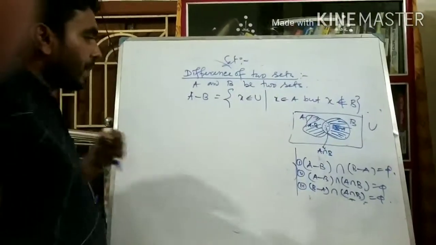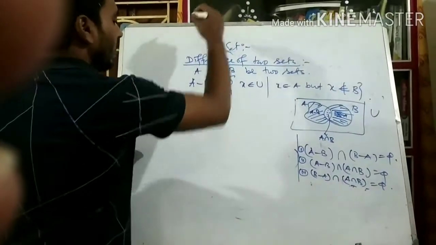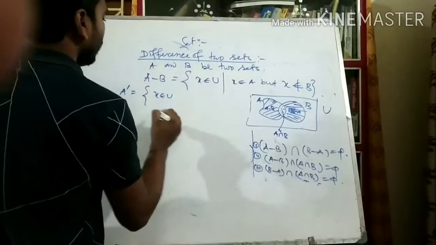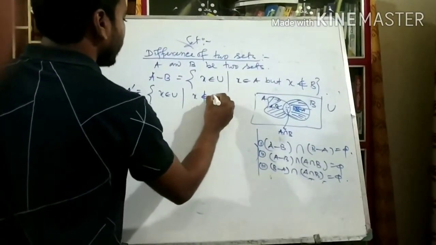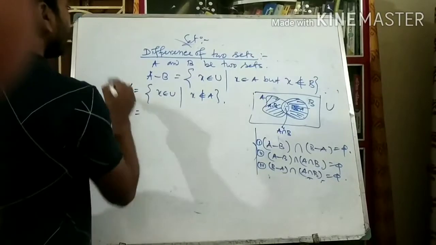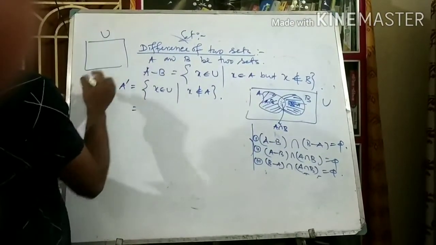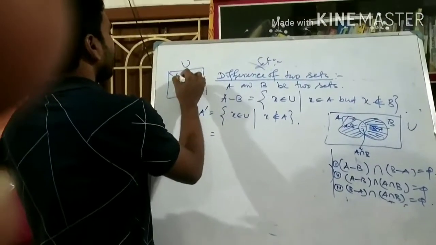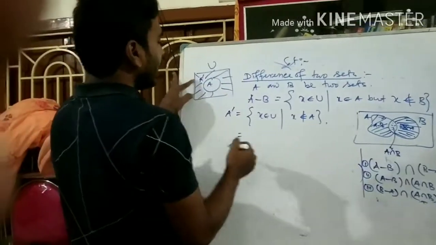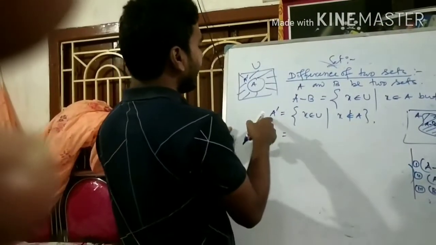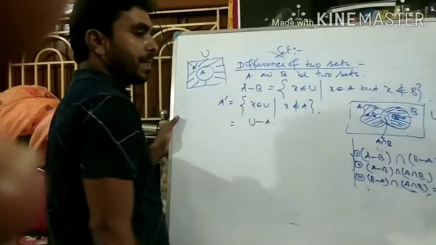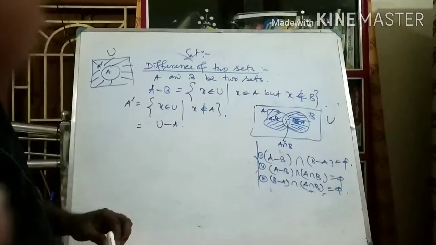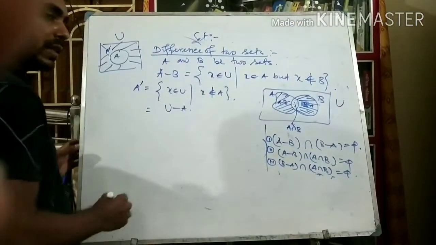Okay. Now as we have already defined, the complement of a set A is nothing but X belongs to U such that X does not belong to A. So from there we can say that suppose this is my universal set U, this is my set A, so A dash will be this. So we can see from this picture that A dash is nothing but U minus A.